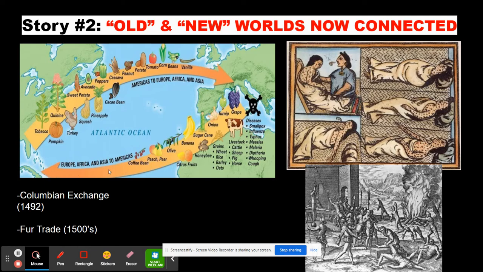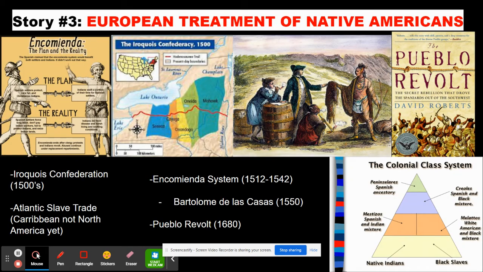So disease, specifically smallpox, is going to be the number one factor that decreases the native populations over the next several hundred years. I will speak about the fur trade, but the French specifically set up fur trading posts in what is known as the modern day Midwest. And so we're going to talk a little bit more about that in our next and final big picture story and theme. And that, of course, is the European treatment of Native Americans.